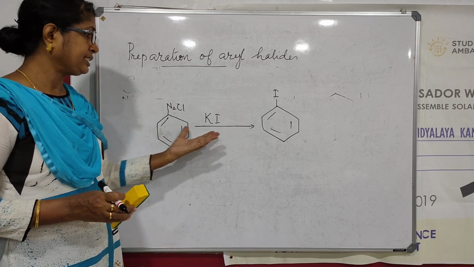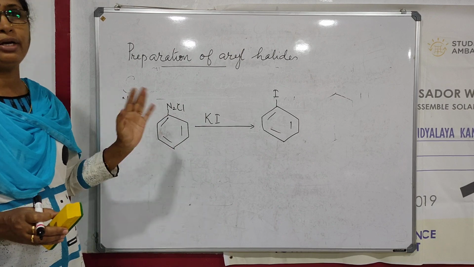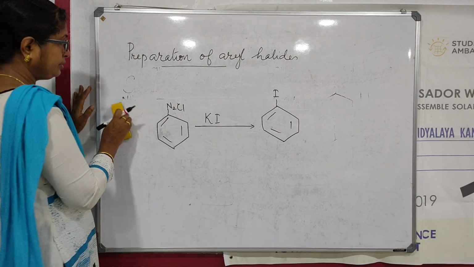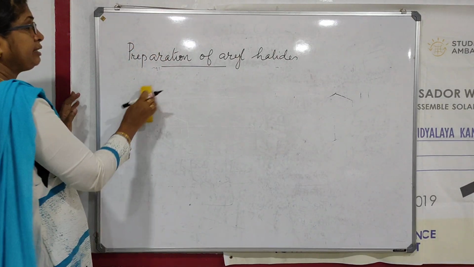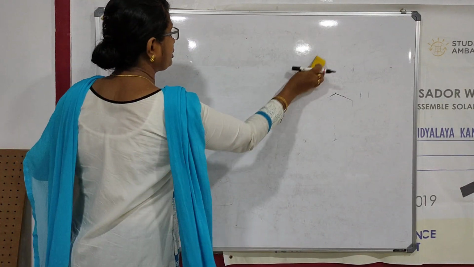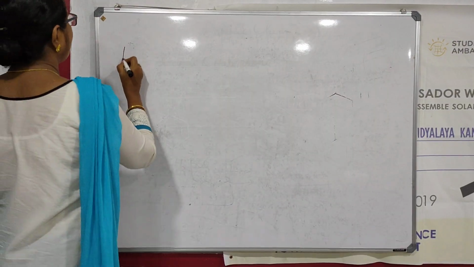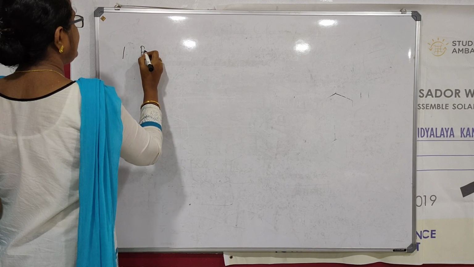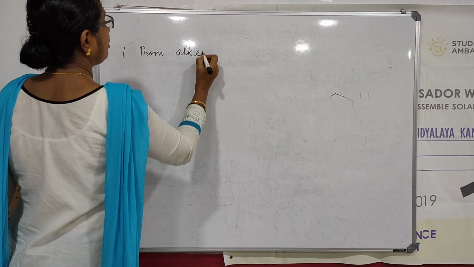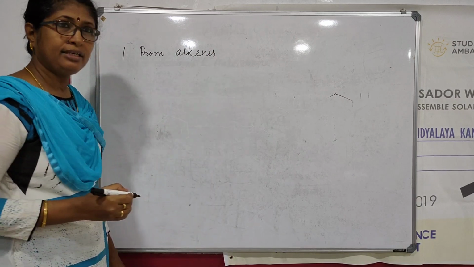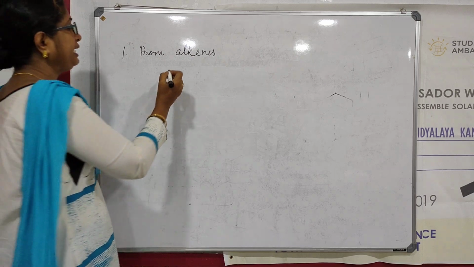So, benzene diazonium chloride you can convert to chlorobenzene, bromobenzene or iodobenzene. So, these are the methods of preparation of aryl halides. Now we will go back to alkyl halides or haloalkanes. Next method is from alkene. That also you have studied last year as a chemical property of alkene.